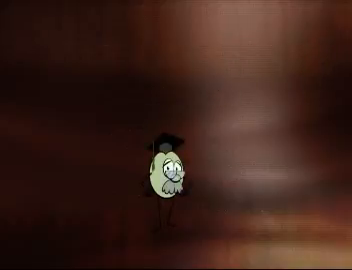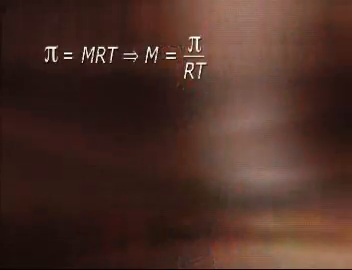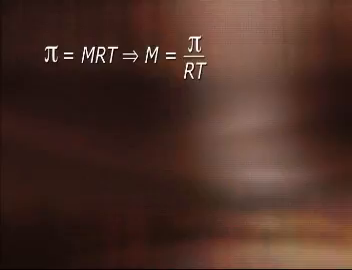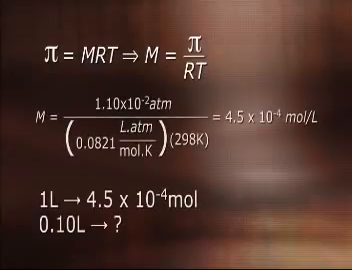Time's up. Let's get back to our lesson. Welcome back, students. Shall we work through the answer together? From the equation pi equals M times R multiplied by T, we can create the equation M equals pi over R times T.